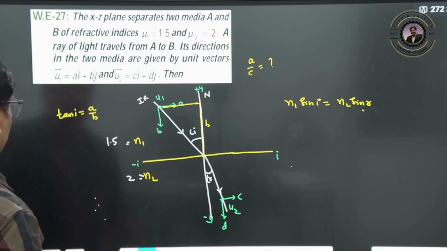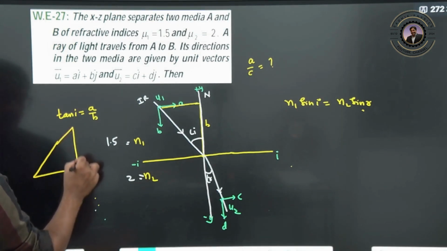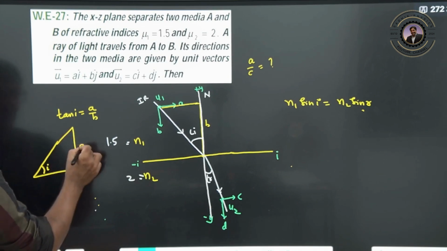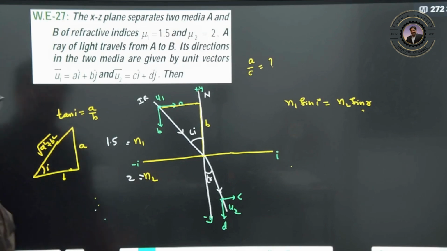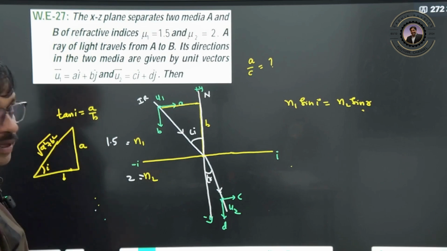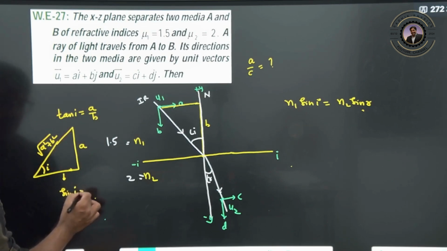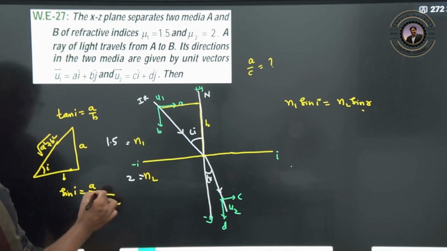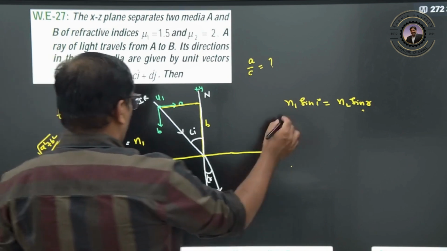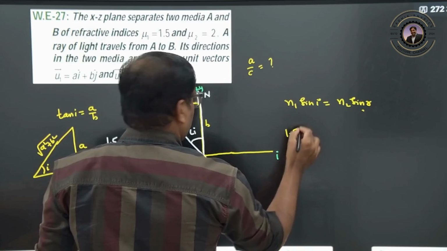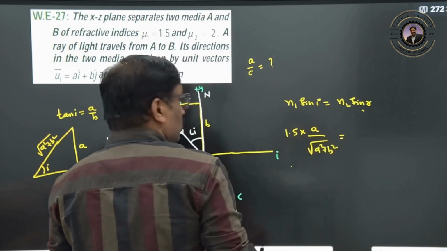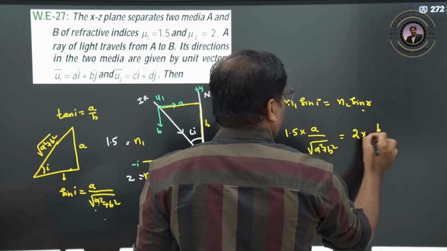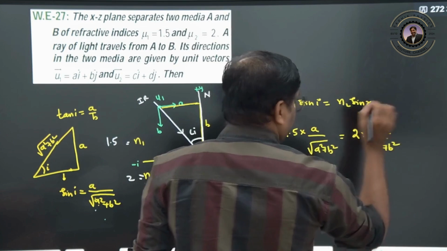Clear? So what I can write now, here this is your I. Tan means opposite side by adjacent side, and the hypotenuse is root of A square plus B square. So tan I is equal to A by B, therefore sin I you can write as A by root of A square plus B square. Similarly, n1 is nothing but 1.5, so 1.5 into sin I, which is A by root of A square plus B square, is equal to n2, which is 2, into B by root of A square plus B square.